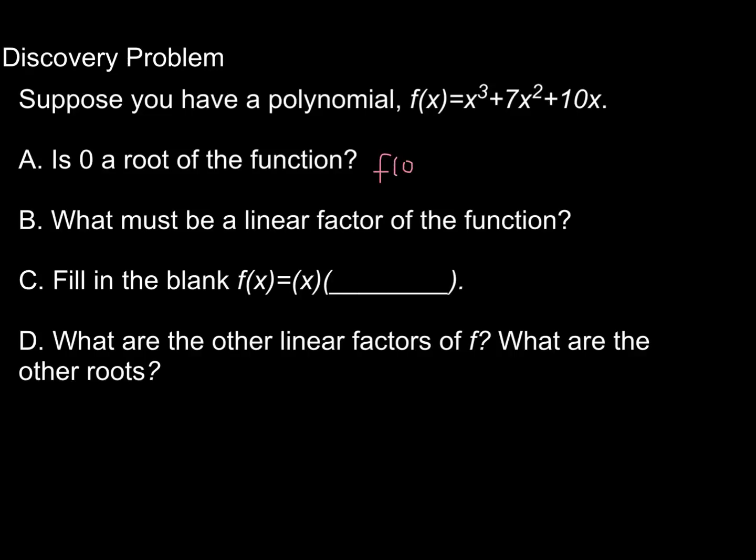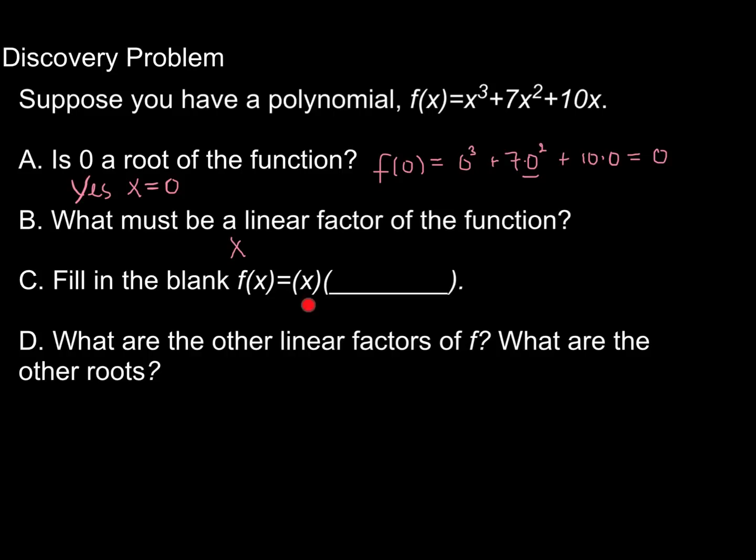So if I plug in 0 for x, I'd get 0 cubed plus 7 times 0 squared plus 10 times 0. Well, 0 cubed is 0, 0 squared is 0, so 7 times 0 squared is 0, and 10 times 0 is 0. So I have 0 plus 0 plus 0, which is 0. So yes, x equals 0 is a root. Well, that means we have a linear factor, because we know that if we write this in factored form, when we plug in 0 for x, one of those factors has to be 0. So one of our factors is going to be x.